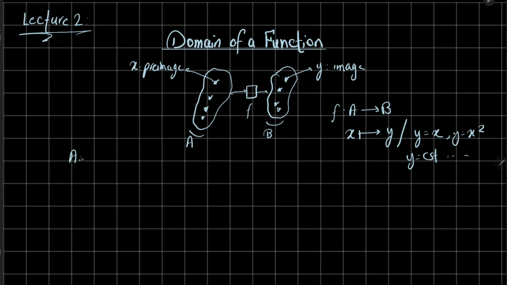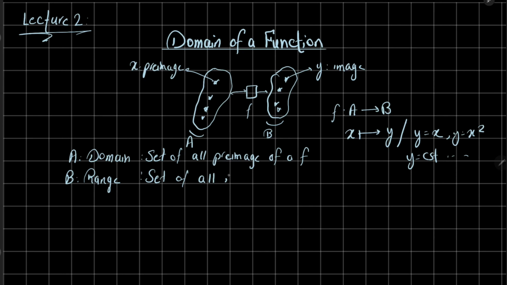We've seen that A is called the domain of definition of the function, while B is called the range of the function. What is meant by the domain of definition of the function? The domain of definition of the function is the set of all pre-images of a function f, so that the domain contains all the input values that actually have an output by this function, while the range is the set of all images by f. So the range is the set of all output values given by f.